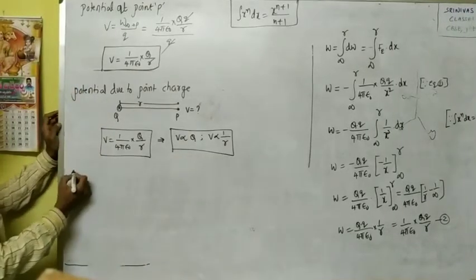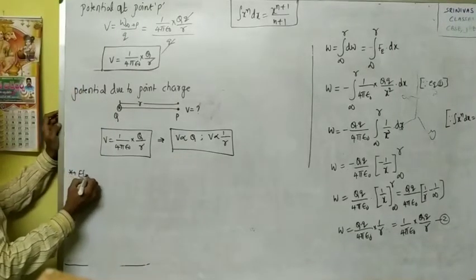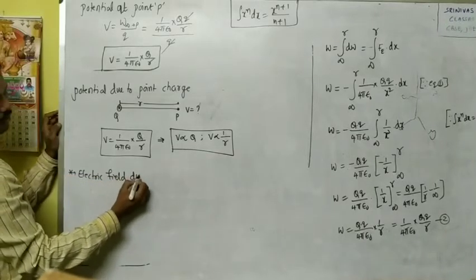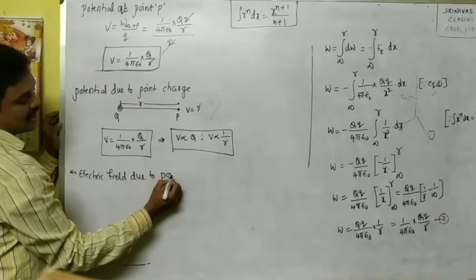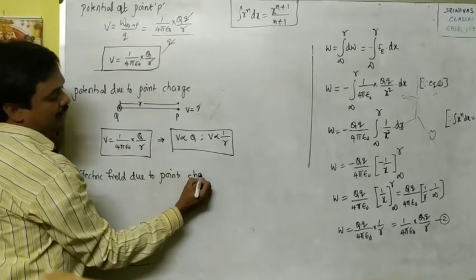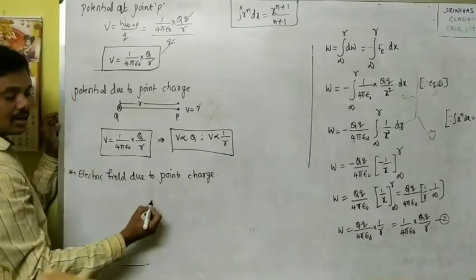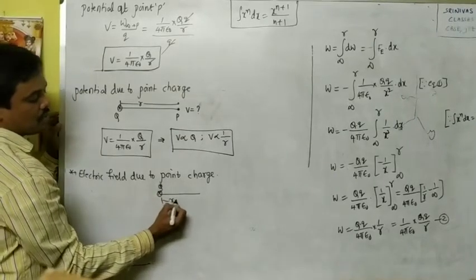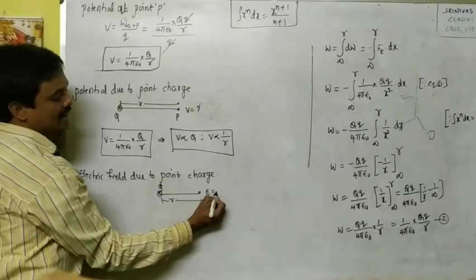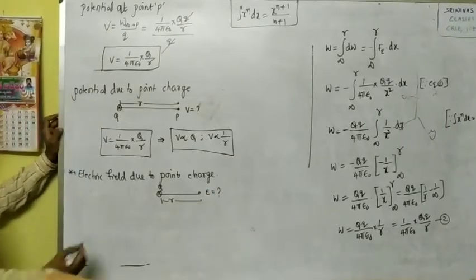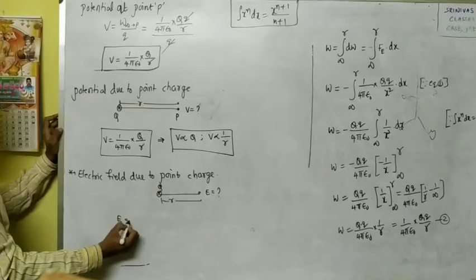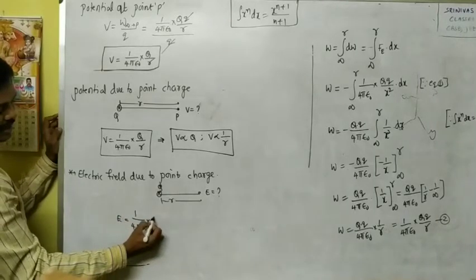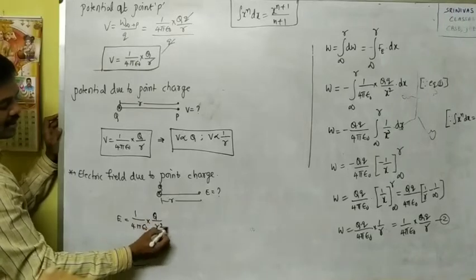Now what about the electric field due to a point charge? This is the Q charge. At distance R, what is the formula for the electric field? The electric field formula we already derived: 1 by 4 pi epsilon naught into Q by R square.